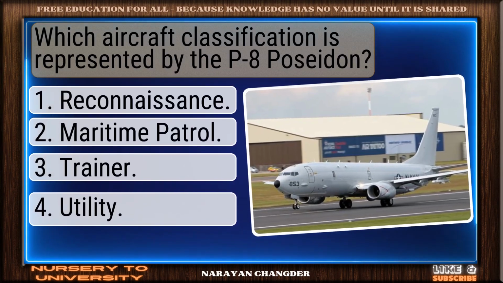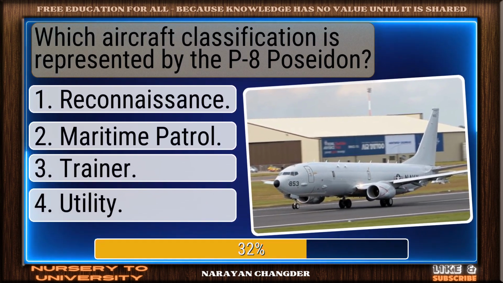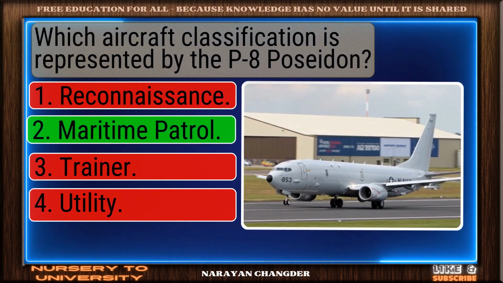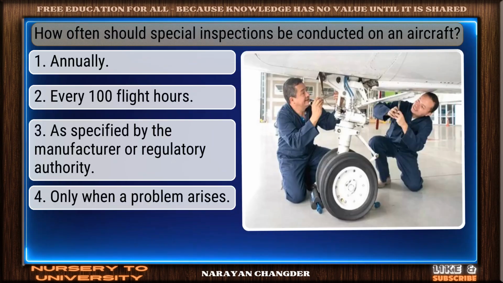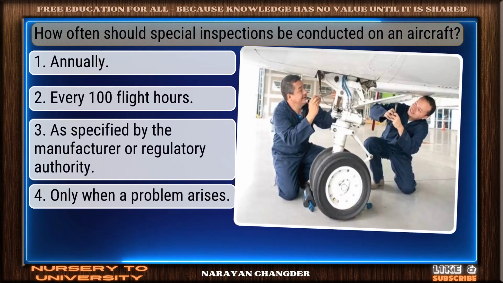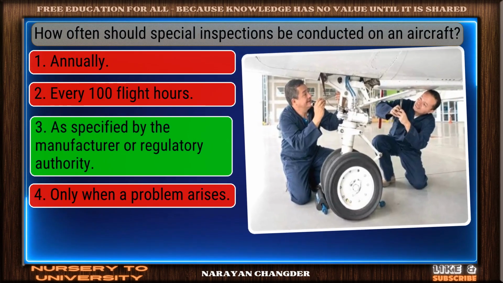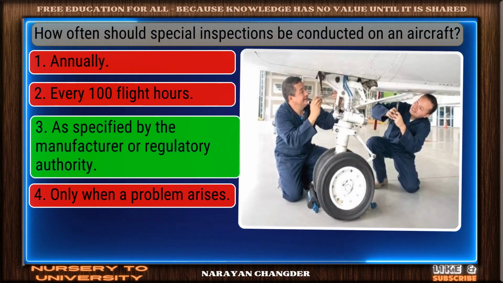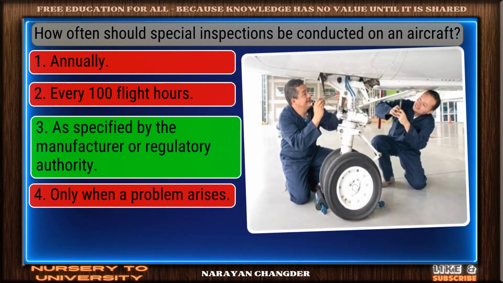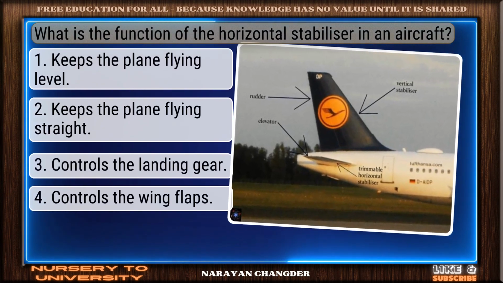Which aircraft classification is represented by the P-8 Poseidon? Solid response. Maritime patrol is a valid choice. How often should special inspections be conducted on an aircraft? Right again. As specified by the manufacturer or regulatory authority is a valid answer. What is the function of the horizontal stabilizer in an aircraft?